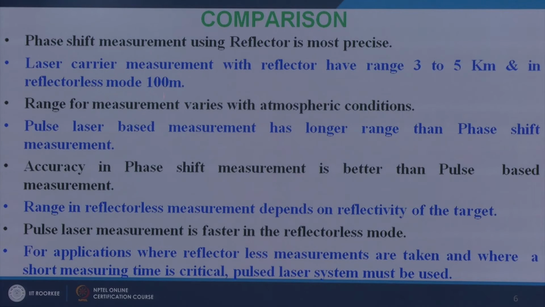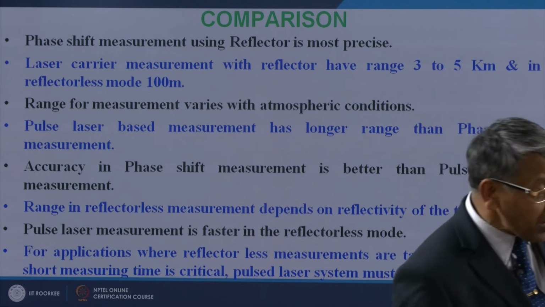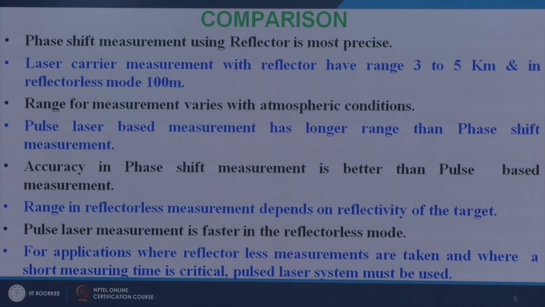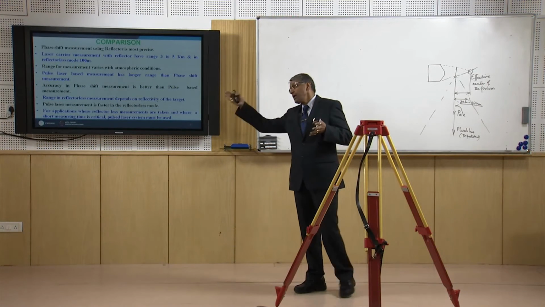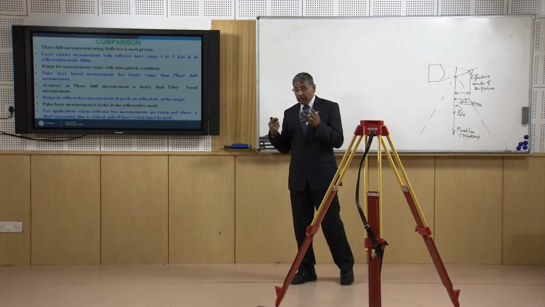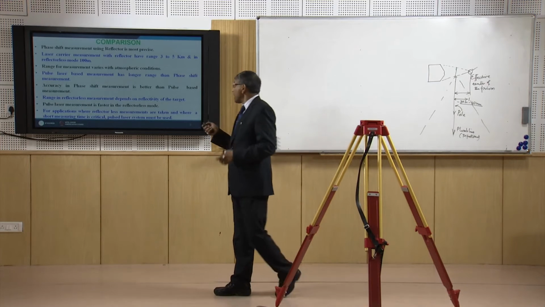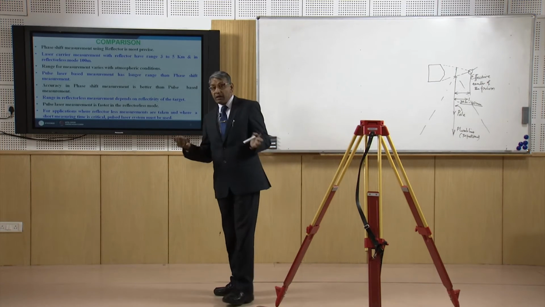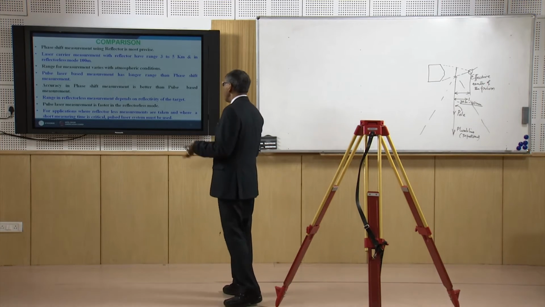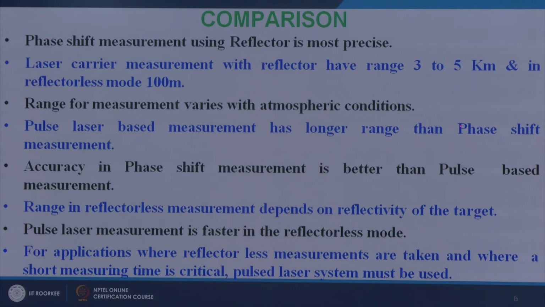How, and also this range of measurement actually depends upon the type of atmosphere that will prevail between the instrument and the reflector or the object target. So, when the atmosphere is favorable, then we will have more range, and if the condition is unfavorable, the range will be poor. Pulse laser based measurements have longer range than phase shift measurement.